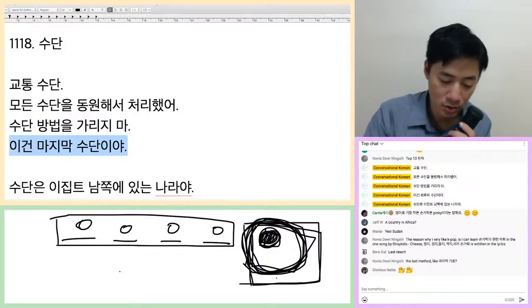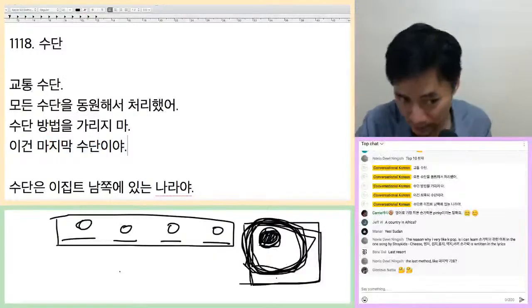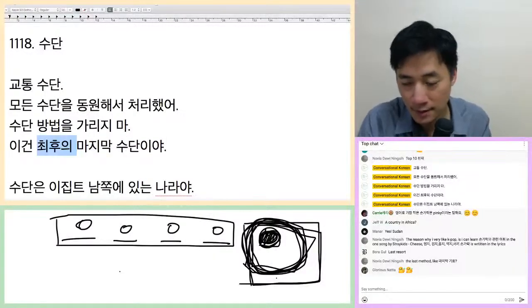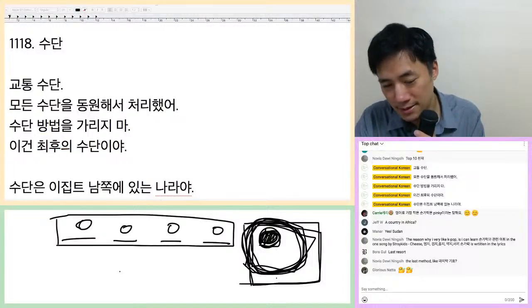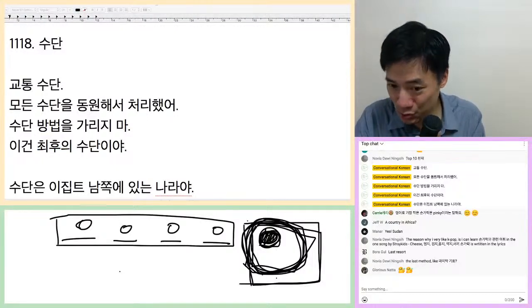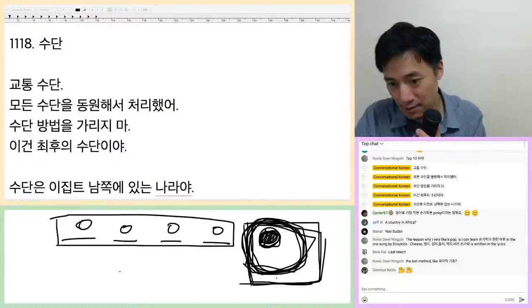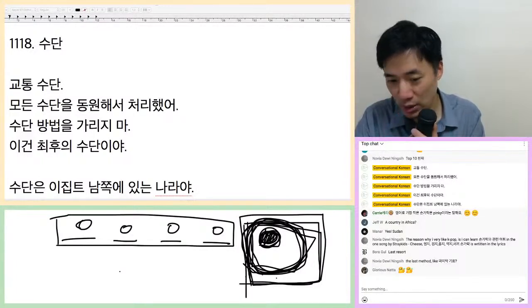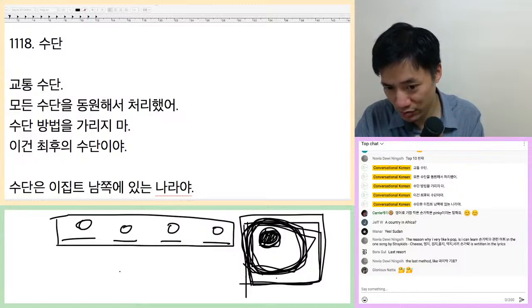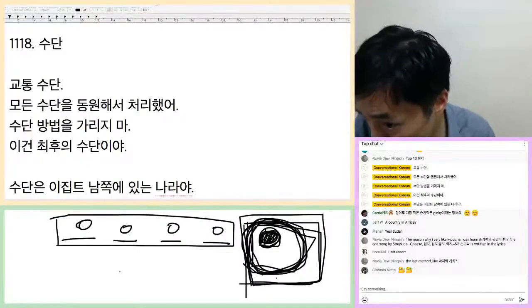Same thing, by the way. 최후의 수단, 마지막 수단. Same thing. It's something like you didn't want to do it this way, but finally you have no choice. You have no other choice than 최후의 수단. You have to use 최후의 수단.